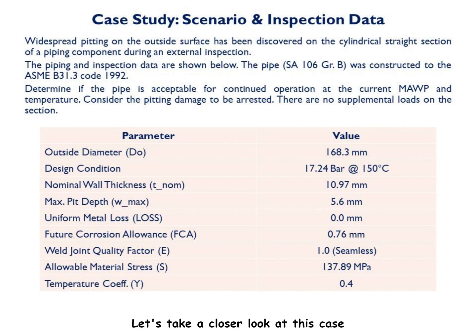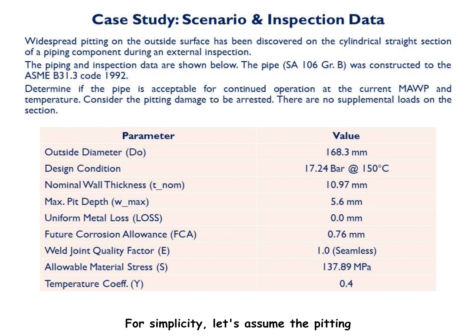Let's take a closer look at this case study involving scenario and inspection data. During an external inspection, widespread pitting was discovered on the outside surface of the cylindrical straight section of a piping component. Now, this pipe is made of SA 106 grade B steel and was constructed according to the ASME B31.3 code from 1992. Our task here is to determine whether this pipe is still acceptable for continued operation at its current maximum allowable working pressure, MAWP, and temperature.